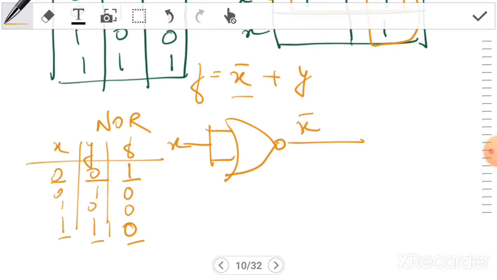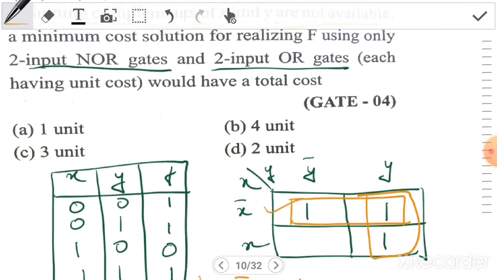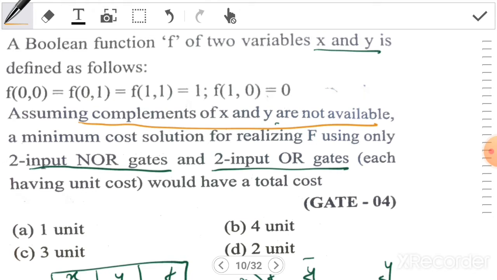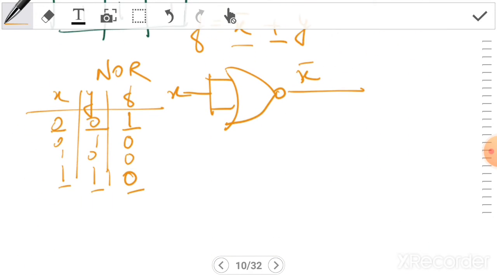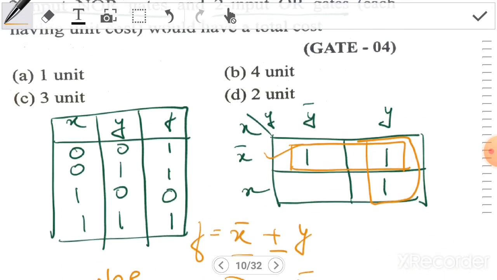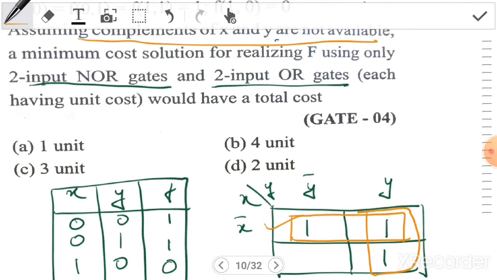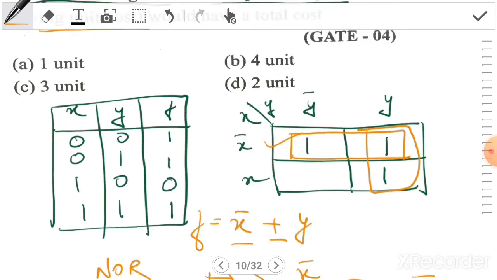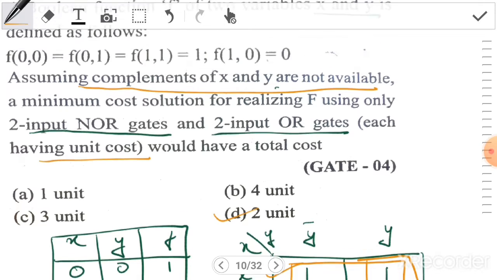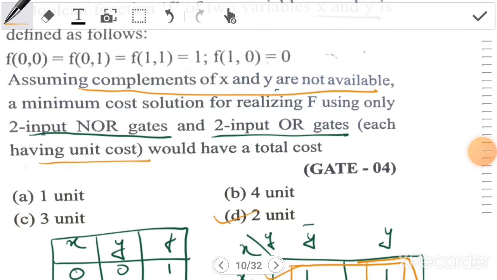And since we have plus here, we can use a 2 input OR gate. So one output is x complement and one output is y. Okay, so we have the answer x complement plus y. So 2 gates are required, each having 1 unit cost. So total cost will be 2 units. Okay, let's go to the next question.